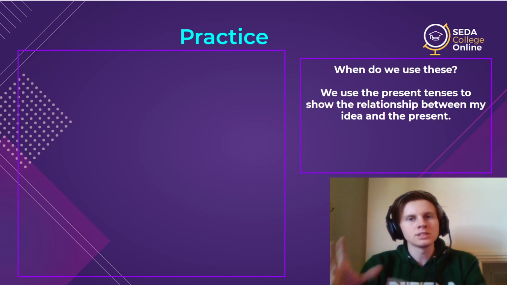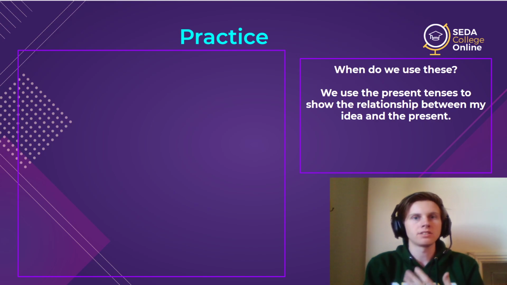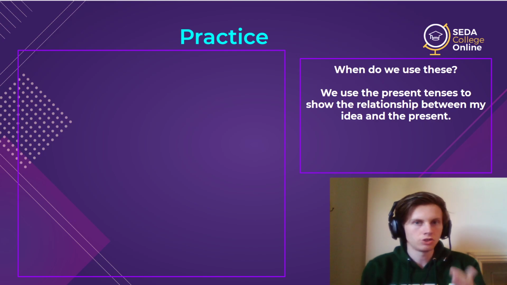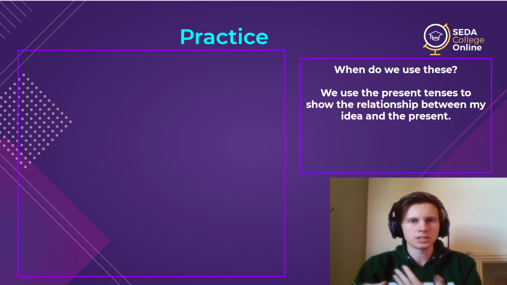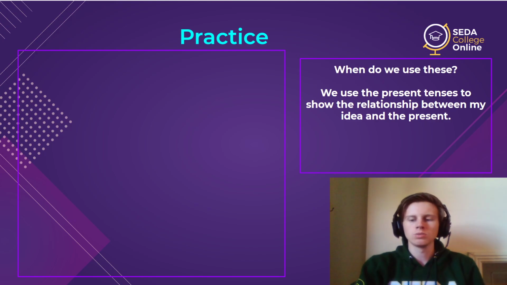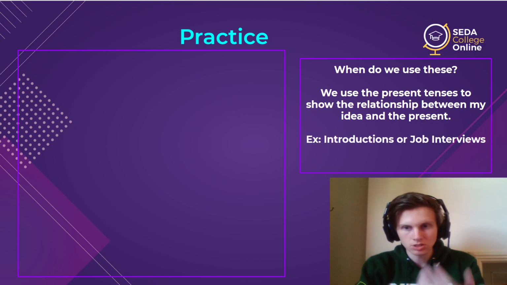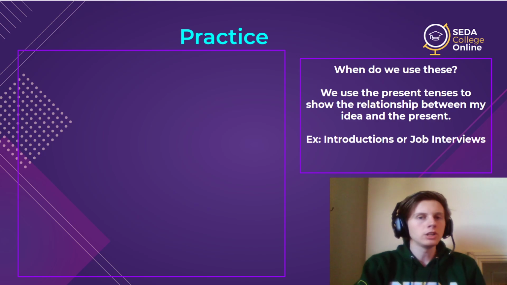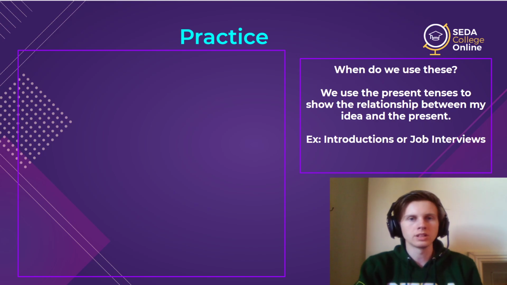Is it something that happens a lot? Is it something that is a fact? Is it something that is in process? Is it something that just finished? Is it something that started and is finished now? Or is it something that I expect will continue? We're trying to show this relationship between these different things. So a very common situation where we will use all of these present tenses is introductions and job interviews, when you want to talk about yourself, your experience, your knowledge and your descriptions. So let's look at that.